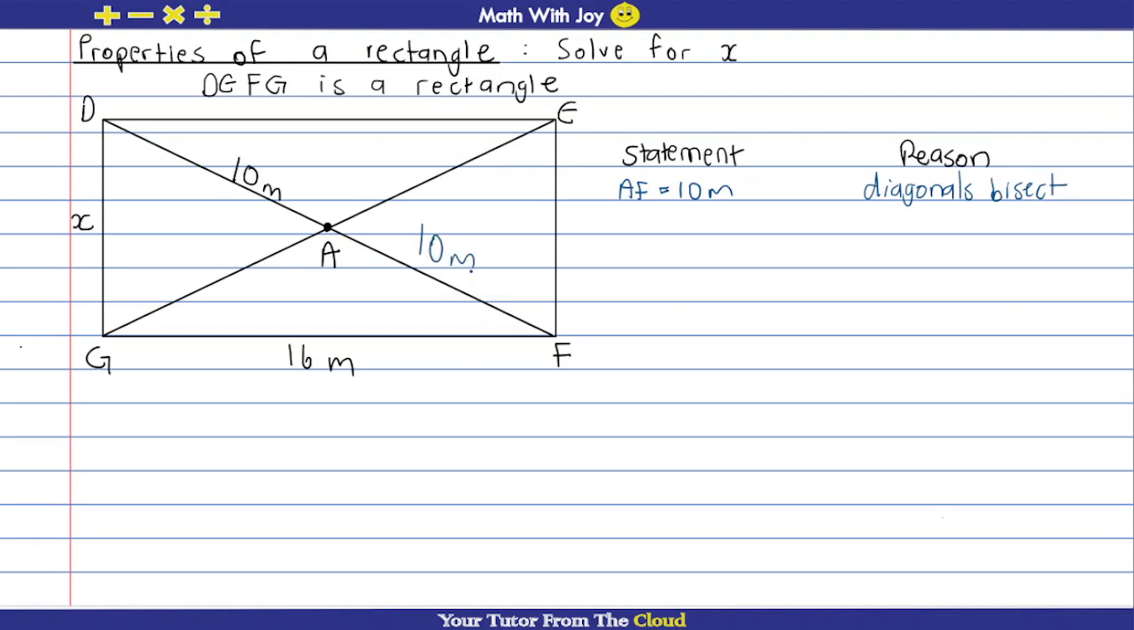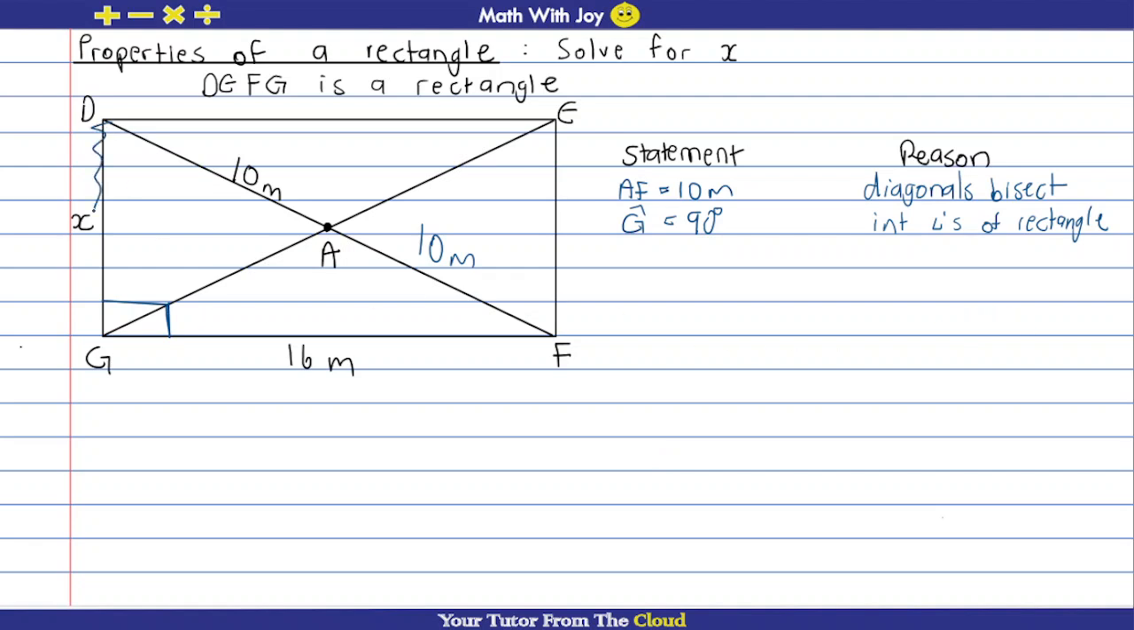So that's 10 meters. However, I know a property of a rectangle is that this interior angle over here is in fact a right angle. So that means that this triangle is a right-angled triangle. So I'll first tell them that angle G is 90 degrees. And the reason I say this is because the interior angles of a rectangle are in fact 90 degrees.